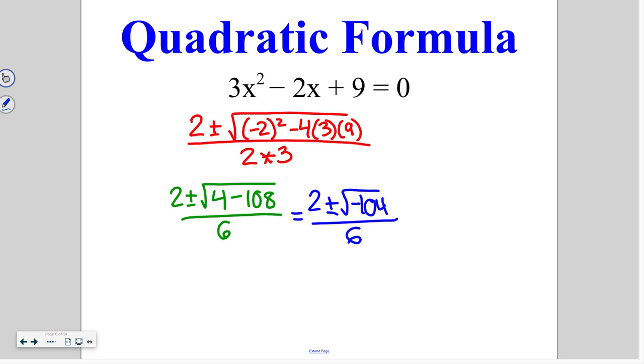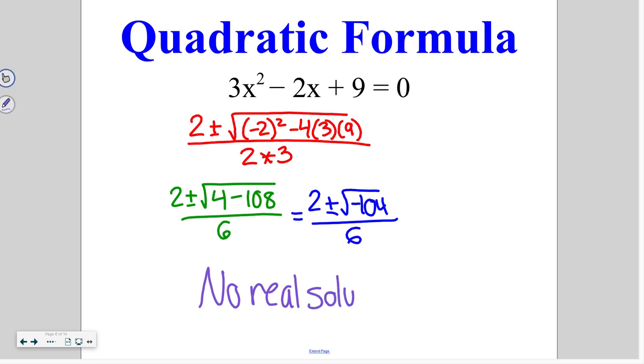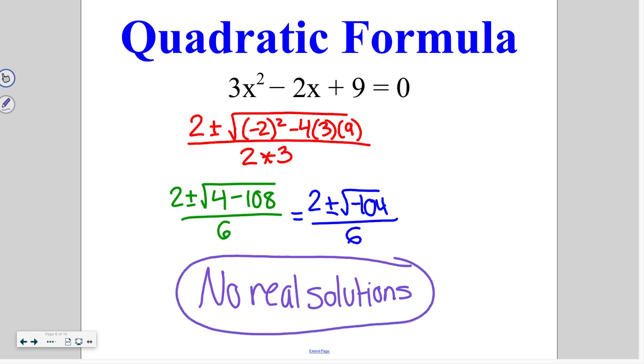As I pointed out in the last lesson, we do not have the capabilities to take the square roots of a negative number. So our answer, if your square root part ends up being negative, is no real solutions. So once again, if you get to a negative under that square root, you can stop the problem and identify it as no real solutions.